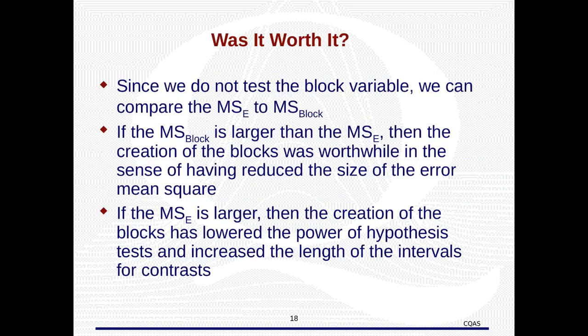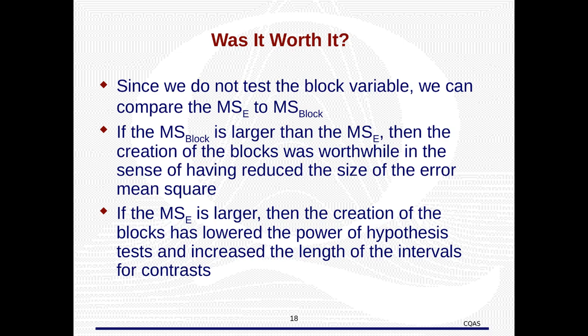Now that we have constructed our ANOVA table, we must evaluate whether blocking was actually beneficial. The key comparison is between the mean square for blocks and the mean square for error. If the block mean square exceeds the error mean square, then our blocking strategy successfully reduced unexplained variation in our data. This reduction strengthens our hypothesis tests and narrows our confidence intervals for treatment comparisons.